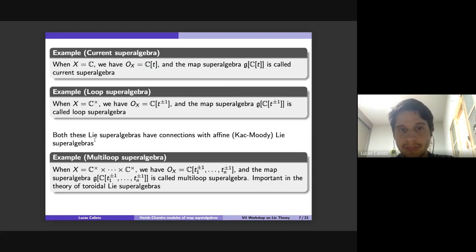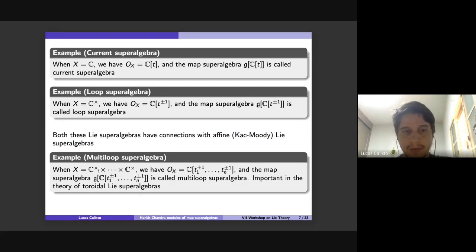As I said, these two are important. The study of the presentations of these two classes of superalgebras is important because it has many connections, for example, with the representation theory of affine Kac-Moody Lie superalgebras, and the representation theory of this kind of Lie superalgebras is very, very rich, and it has several applications in many branches of mathematics and physics.